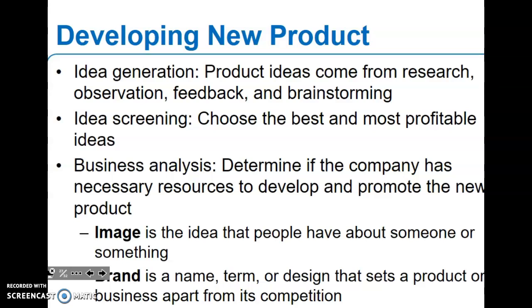Any new product must be consistent with the company image, mission, and goals. An image is the idea that people have about someone or something. Many companies choose to develop a specific image through their brand. A brand is a name, term, or design that sets a product or business apart from its competition. For example, Hallmark is a brand of greeting cards and other stationery items. The products the company offers under the Hallmark brand are known to be different from competitor products.